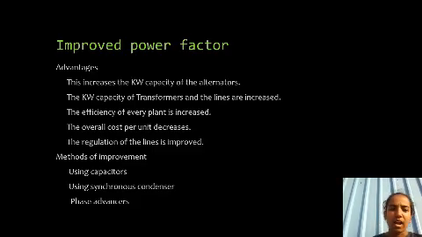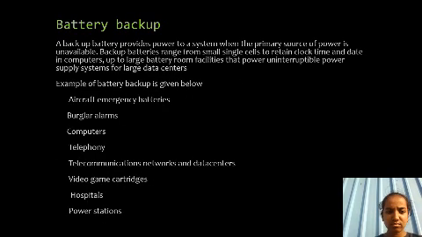Improved power factor. Advantages. This increases the kW capacity of the alternators. The kW capacity of a transformer and the lines are increased. The efficiency of every plant is increased. The overall cost per unit decreases. The regulation of the line is improved. Methods of improvement: using capacitors, synchronous condenser, and phase advancer.